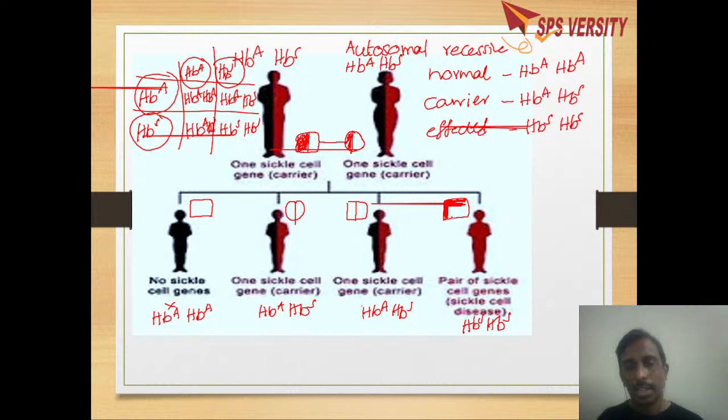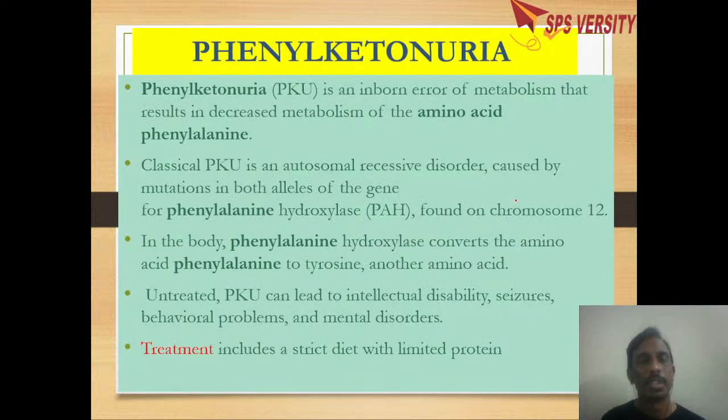Okay. So like this we can write the simple pedigree chart so that we can understand how to write the pedigree charts of a particular disorder. So this is about the pedigree chart of sickle cell anemia. And next we are going to discuss the next disorder, that is phenylketonuria.